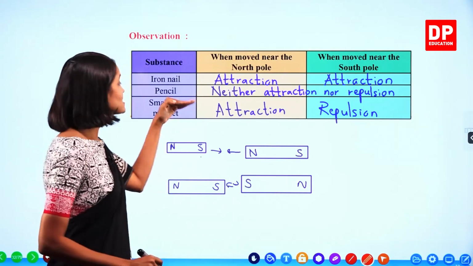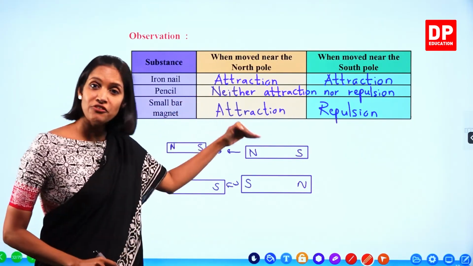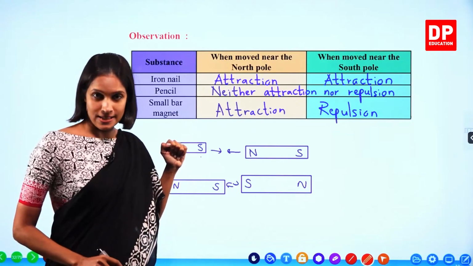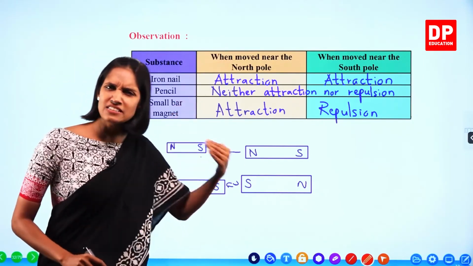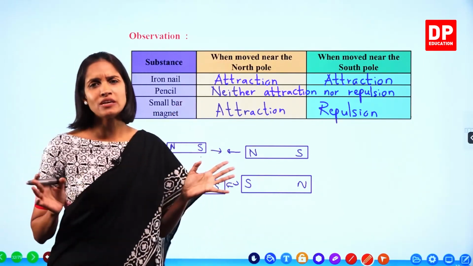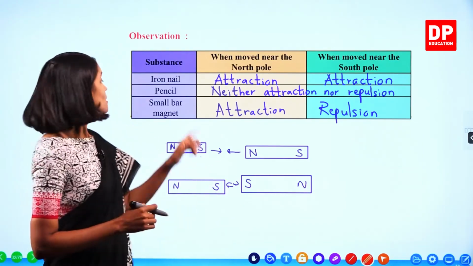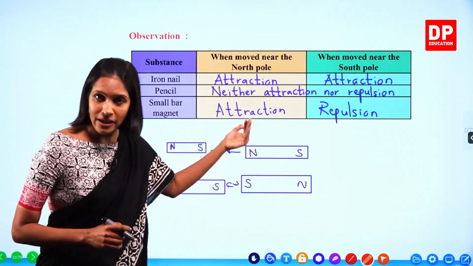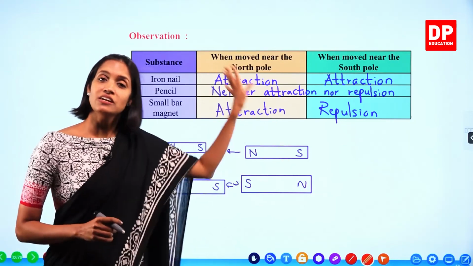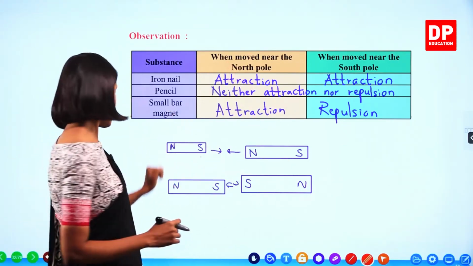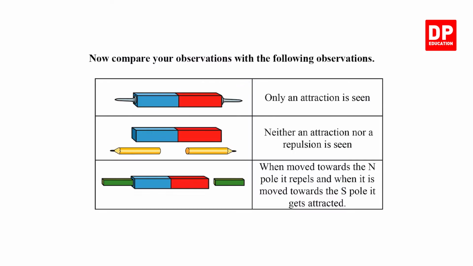Okay, children, this is how a magnet is different from the other objects. Right, children? With the other objects, either attraction or no observation. But with a bar magnet, any other magnet, you can see attraction and repulsion both. Okay? So look at this one. Now compare your observations with the following observations. This is the same thing.